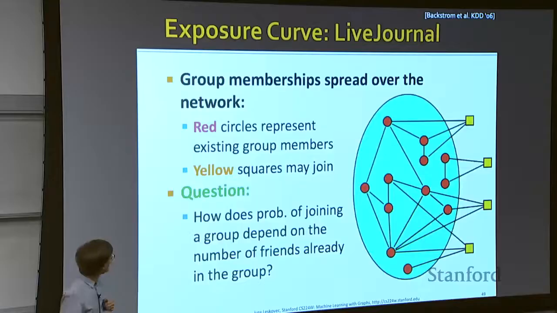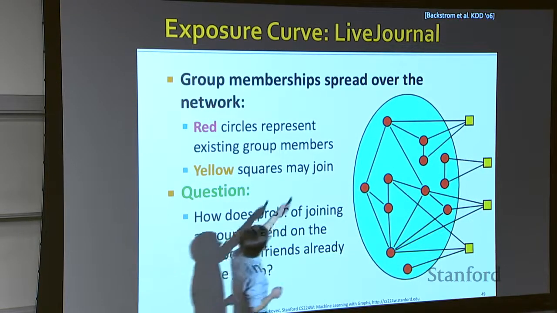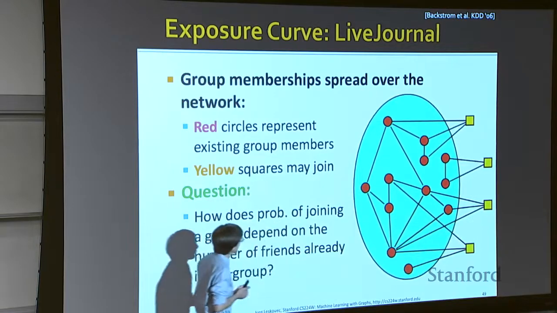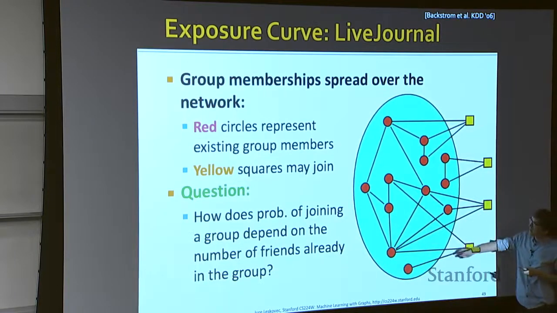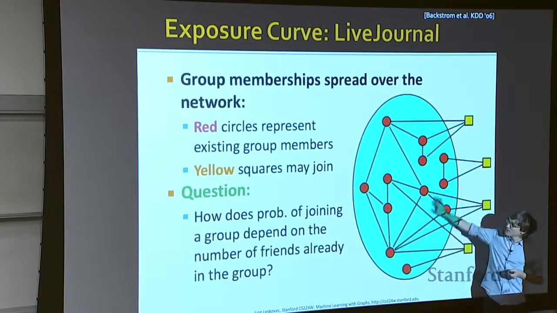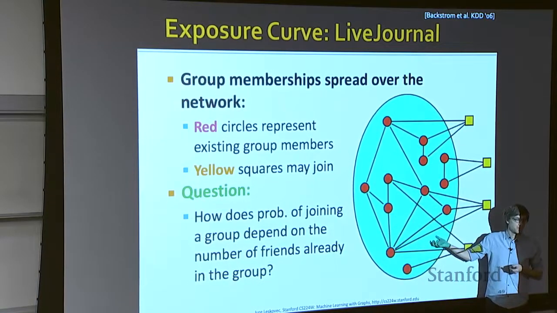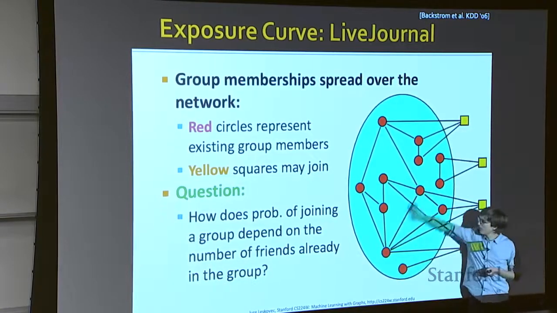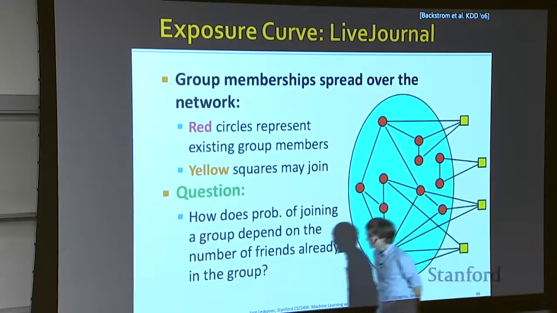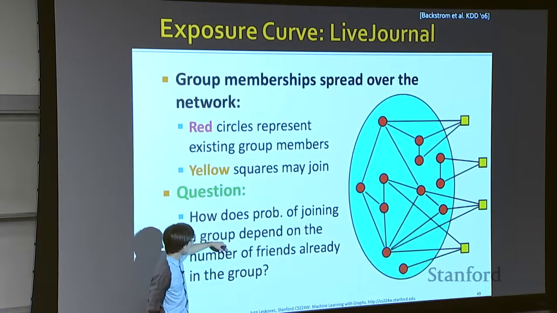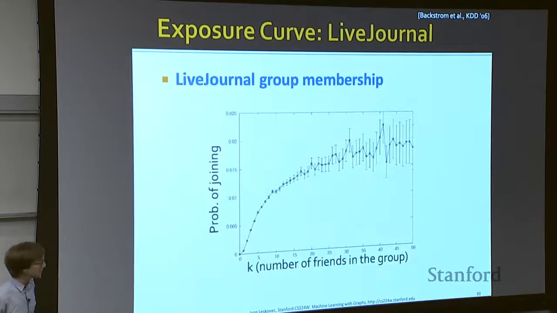Another example is you can look at people joining social groups online. This is from a social network called LiveJournal, where the way you can think of this is you have people, and every person can say how many friends are already members of a group. Will I decide to join the group? So it's essentially how many people are part of a given discussion group. Will I join that discussion group? So the question is, how does the probability of joining the group depend on the number of friends that are already in the group? And here's the result.